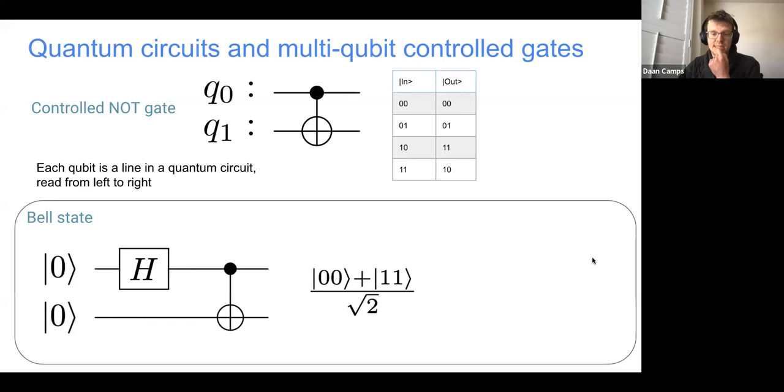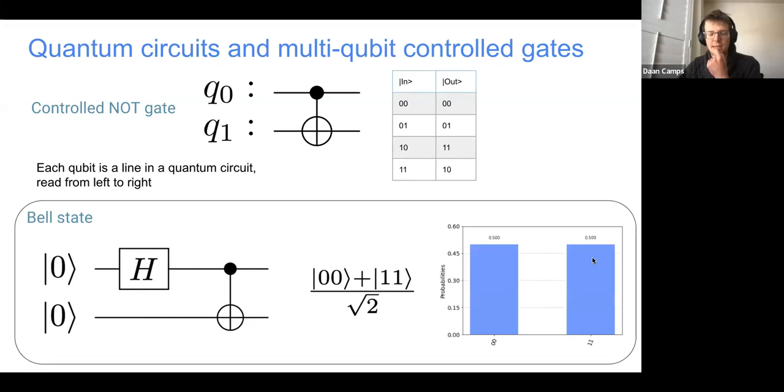And if we measure this, the outcome is determined by the amplitudes of that state. The amplitude of the 0, 1 state and 1, 0 state is actually 0. So we can only measure our qubits in the 0, 0 or 1, 1 state, which means that they're actually entangled. So if we know the outcome of one qubit, the states of both qubits are related to each other. That's what I want to say. So we only get either 0, 0 or 1, 1 out of it.